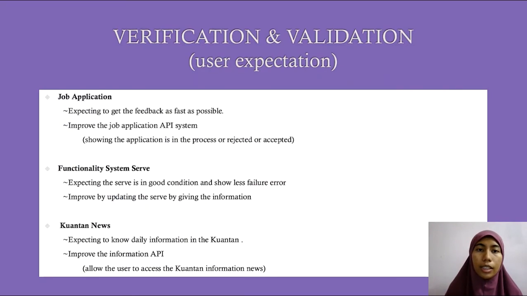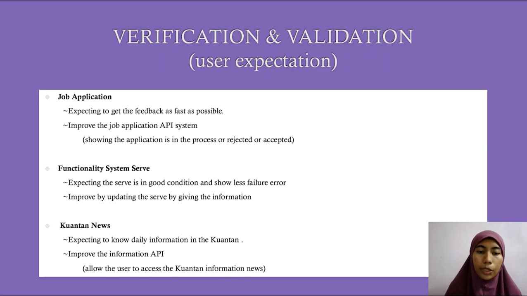Part 3. Verifications and validations. User expectations: job application, expecting to get feedback as fast as possible. Improve the job application API system. Functionality: system server, expecting the server to be in good condition and show fewer errors. Improve by updating the server and giving information. Continuous: expecting to know the daily information in Kuantan.